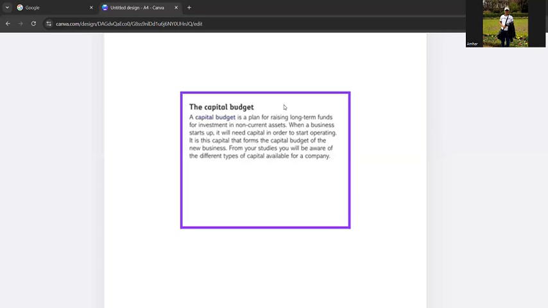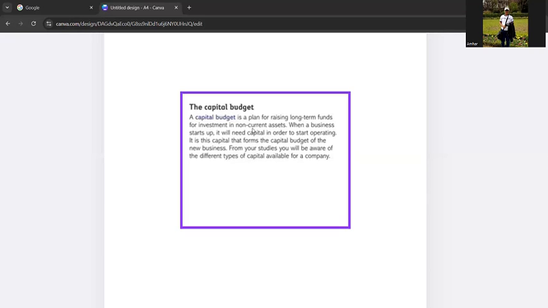When a business starts up, it will need capital. So before a business starts up, they need capital. For that capital, they may take out a bank loan, they may ask for a venture capitalist. So like that, they will raise funds, and we can write them in the capital budget. It will also need capital in order to start operating. It is this capital that forms the capital budget of the new business.